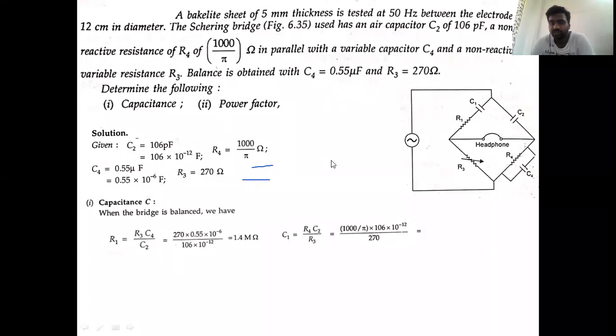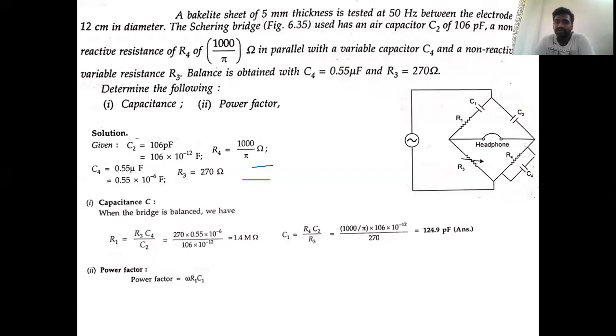Red. Most of the people got the same answer. The answer is 124.9 picofarad. So that is the first bit, calculation of capacitance. The second bit is related to the calculation of power factor. How can we calculate the power factor? Power factor can be calculated with the expression: power factor is equal to omega R1 C1.